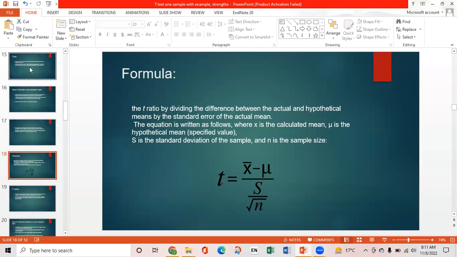The t ratio is calculated by dividing the difference between the actual and hypothetical mean by the standard error of the actual mean. The equation is written as follows, where x is the calculated mean, mu is the hypothetical mean, that is the specified value, s is the standard deviation of the sample and n is the sample size.